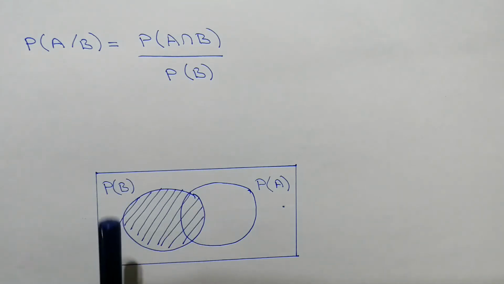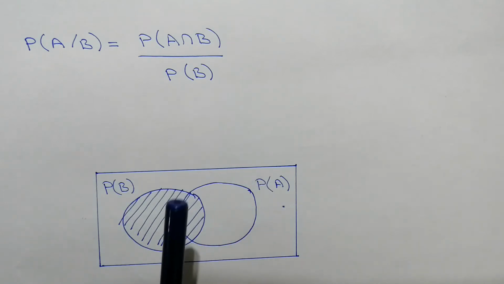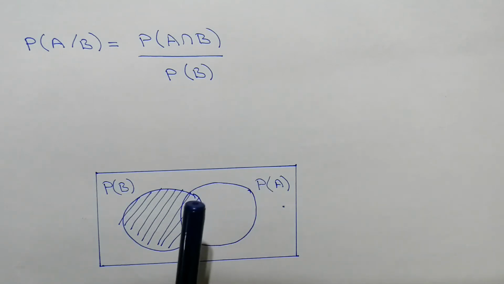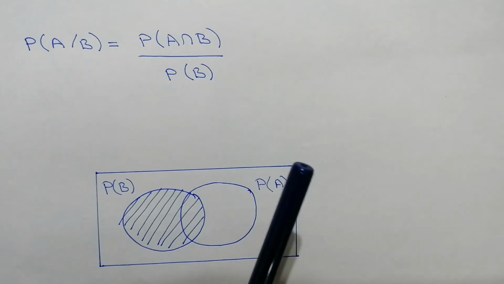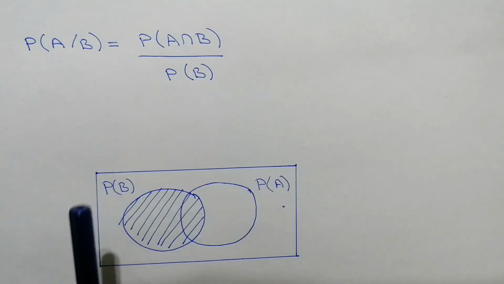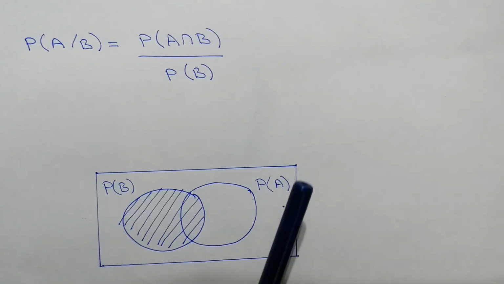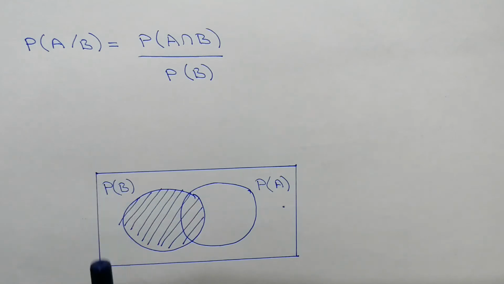Now this circle shows all the events that occur in B, and this circle shows all the events that occur in A. We are not interested in all the events. We are only interested in the events that occur in both A and B. Now this is the universal set, but we are not interested in the universal set.